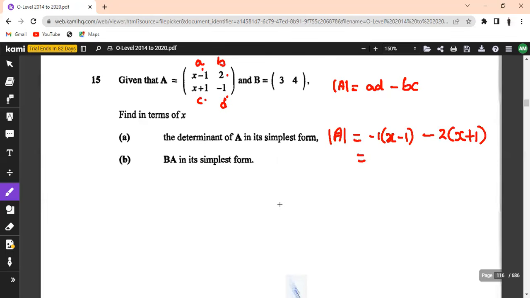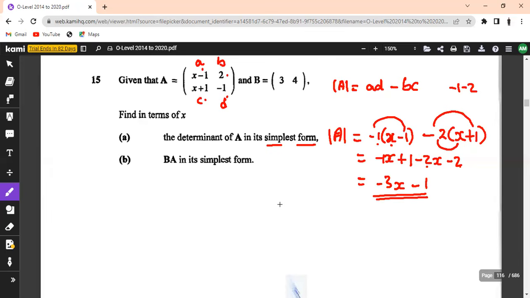Then let us expand brackets, -1 times X, which is minus X. Remember, this is needed in simplest form. That's why we have to expand brackets. -1 and -1, that's a +1. -2 times X, that's -2X. -2 times 1, which is -2. Then collect like terms, we've got -1X, -2X. So -1, -2, that is -3 from our directed numbers. 1 minus 2, which is -1. So that was the expression for the determinant. So this one is just an expression. Yes, you can factor out minus, it's fine, or you can just leave it like that. You need the expression for determinant, just like that, you're done.